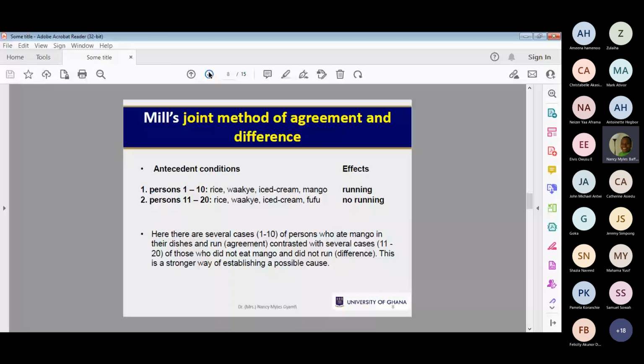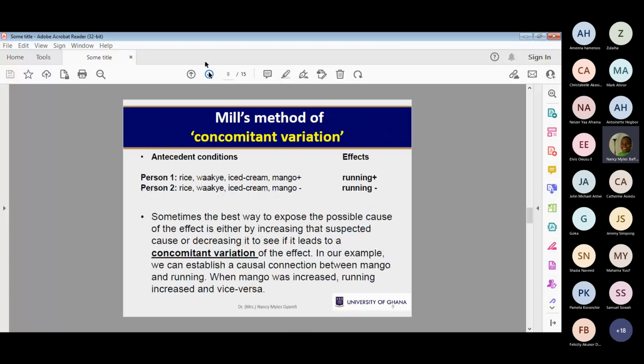So the joint method of agreement and difference is a collection of persons that agree, and a collection of persons that the suspected cause is not noticed with. Please, if you have a question, don't hesitate at all. Just raise your hand. I'll pick them.